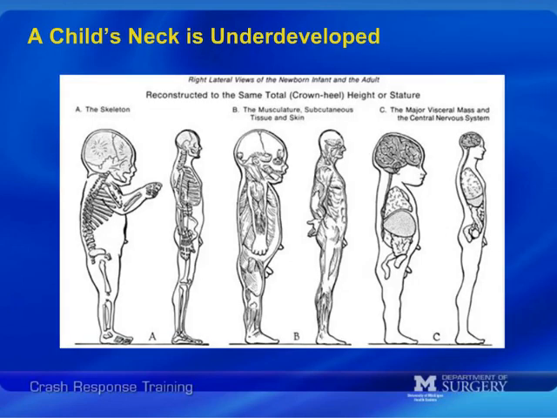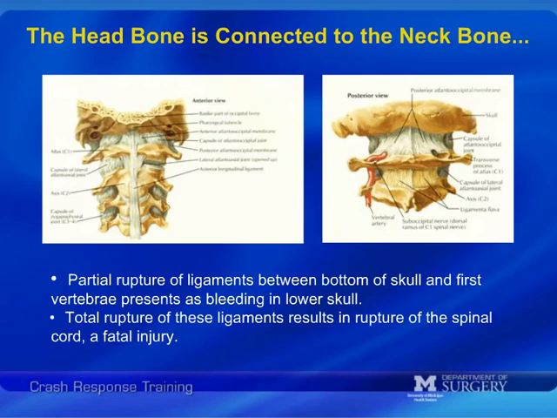Now this is coupled to the fact that the skeleton is less developed, as we mentioned. In addition, the musculature and the soft tissues and the skin are also less developed. They're much more delicate. And the major viscera are also less developed. So all of these things combined make a child much less able to withstand severe crash forces. Now, as we all learn in grade school, the head bone is connected to the neck bone. And as we have been talking about, children have much more delicate tissues which are binding these things together or connecting these things together.